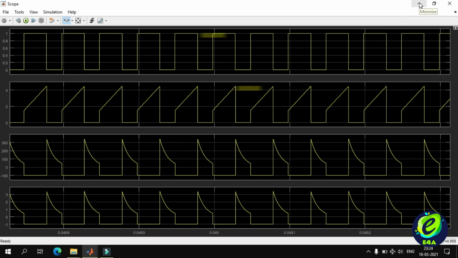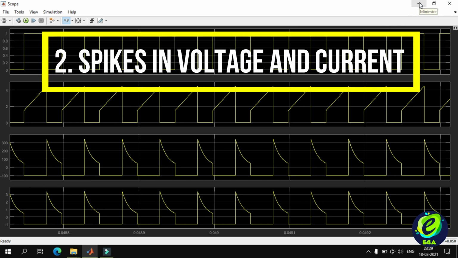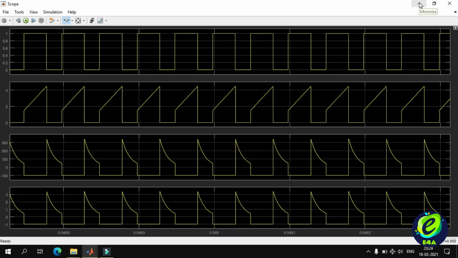Another problem is that output voltage and current are not constant, rather they have a lot of spikes in them. Another issue is that the load and the output side are only conducting during off time. During on time, there is no flow of current in the load.